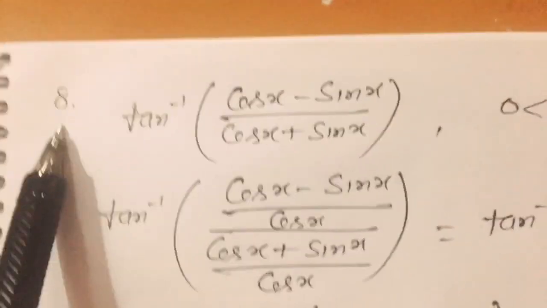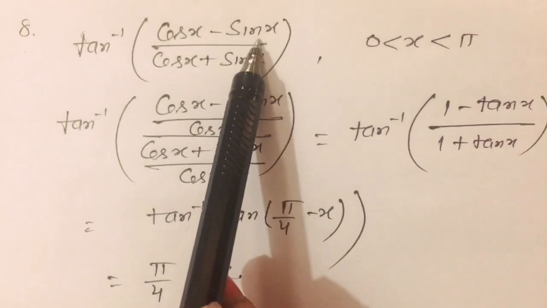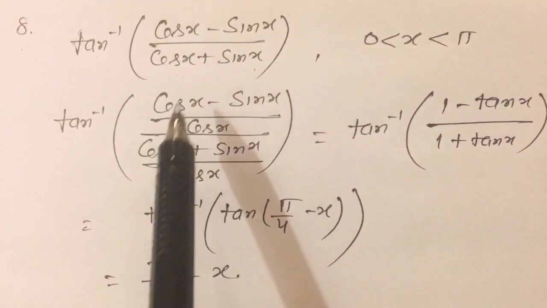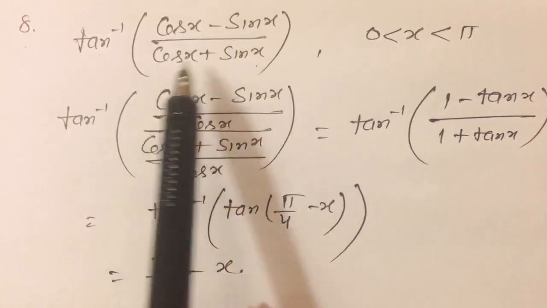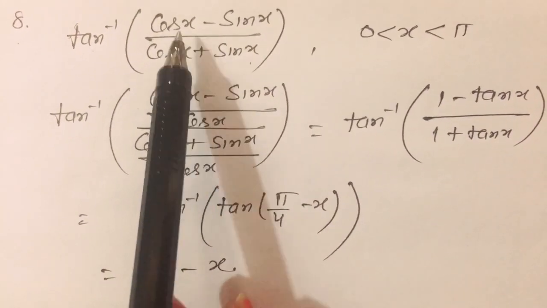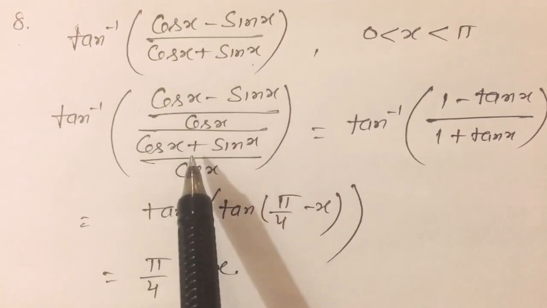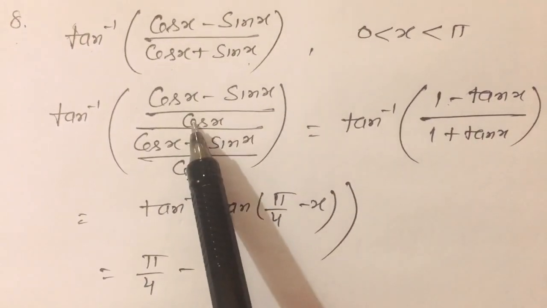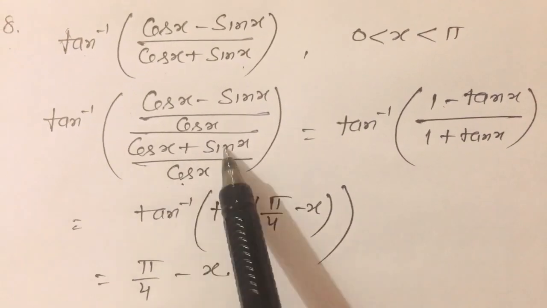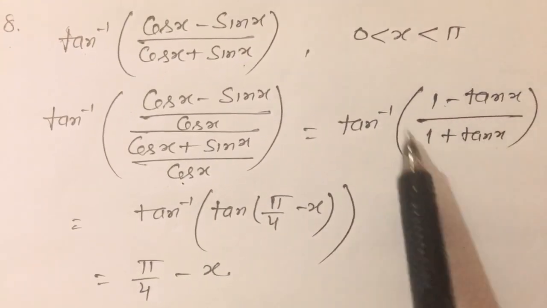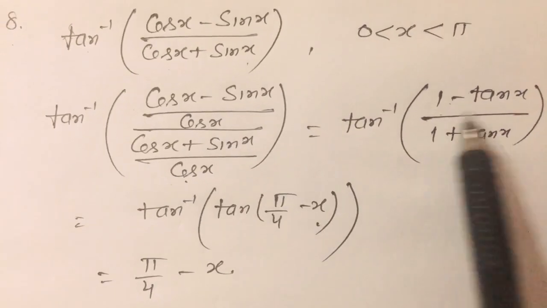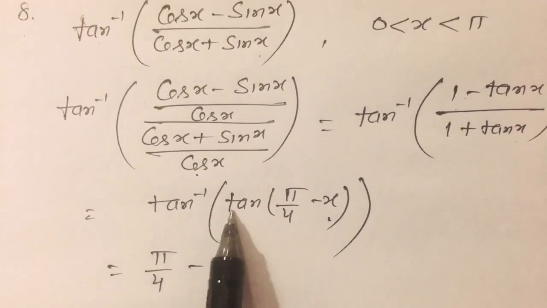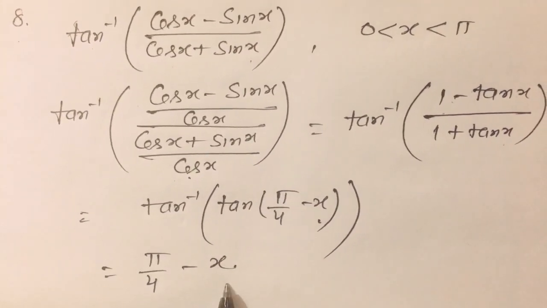Now question number 8. Tangent inverse of cos x minus sin x upon cos x plus sin x. In one example we have done the same question. When you get this type of question, you will divide by cos x, so divide both numerator and denominator by cos. So it is cos upon cos, 1, sin upon cos, tangent x, and the same in the denominator. This is the formula of tangent pi by 4 minus x: 1 minus tangent upon 1 plus tangent. So tangent cancels with tangent inverse, and we get pi by 4 minus x.